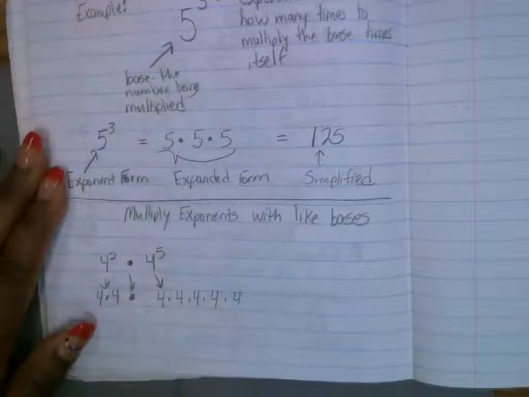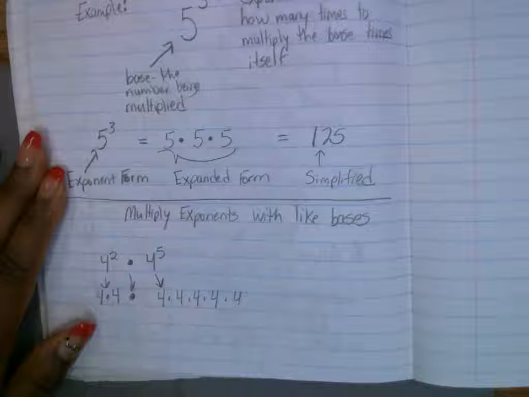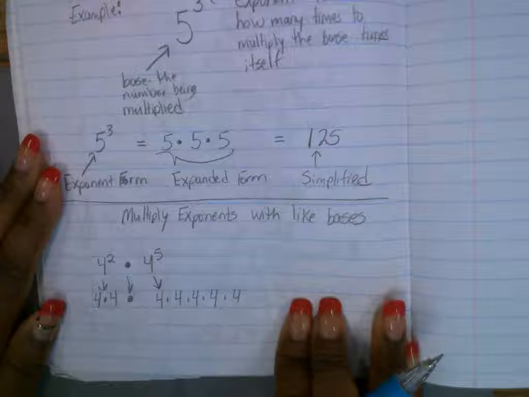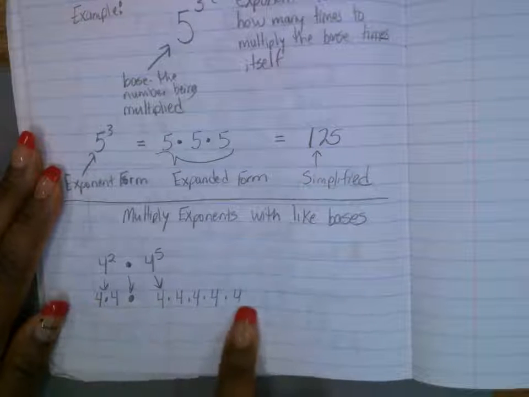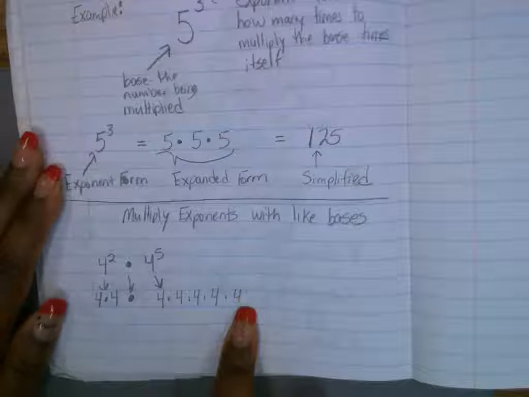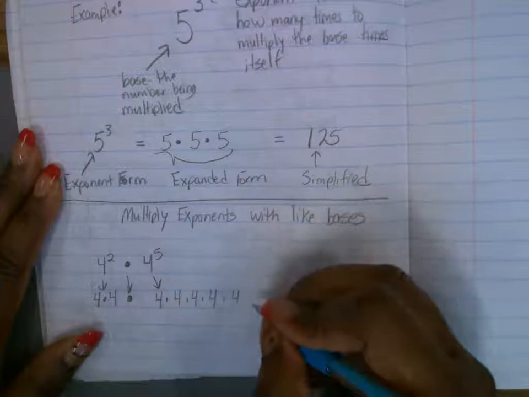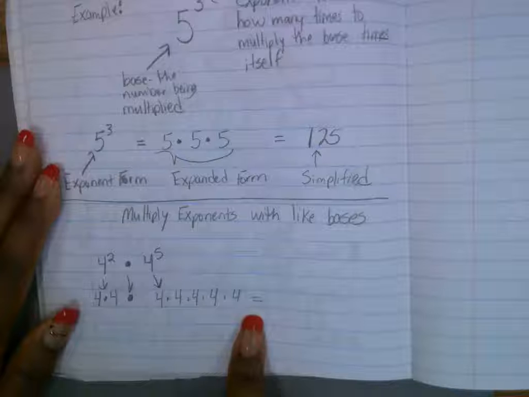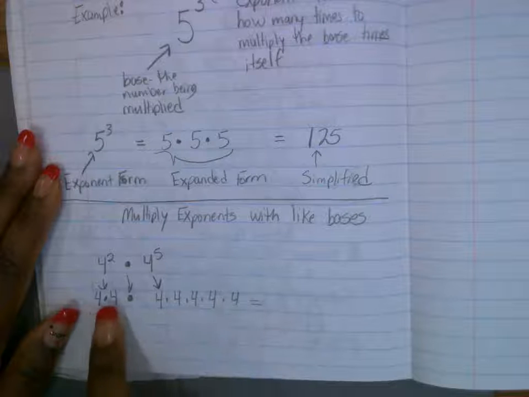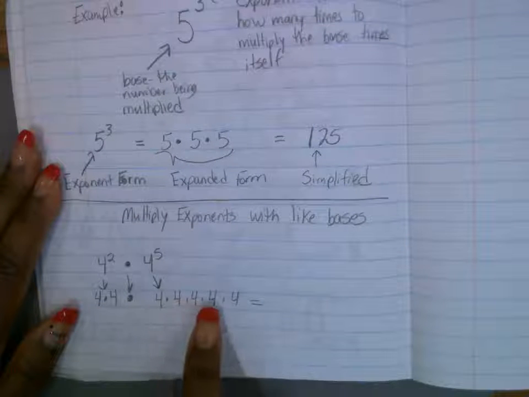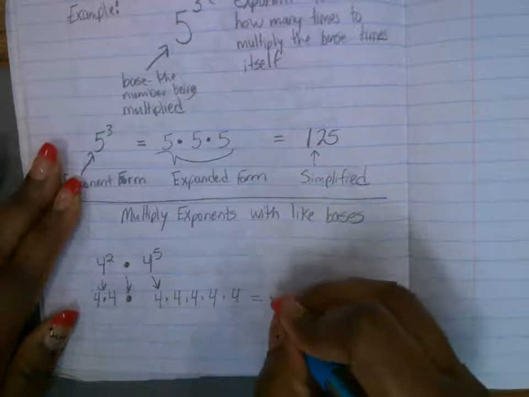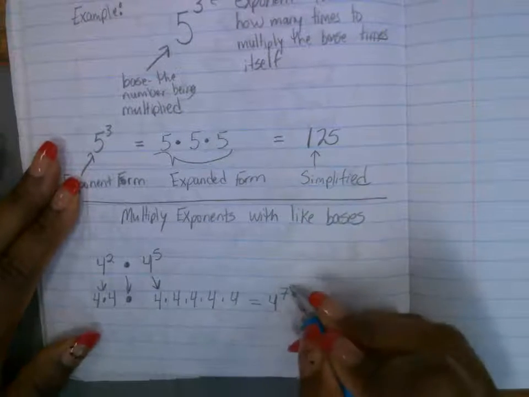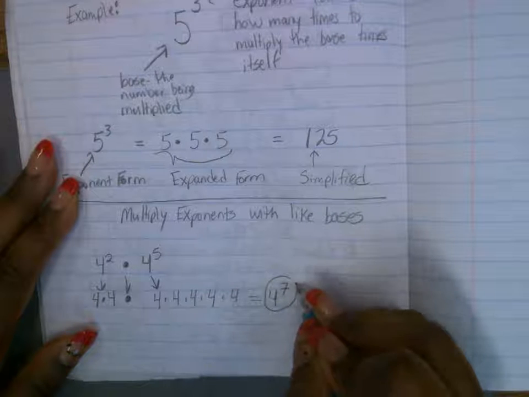Okay. This is the expanded form. So now this is the same as saying I'm multiplying 4 how many times total? 1, 2, 3, 4, 5, 6, 7. This is 4 to the 7th power. And this is written in exponent form.